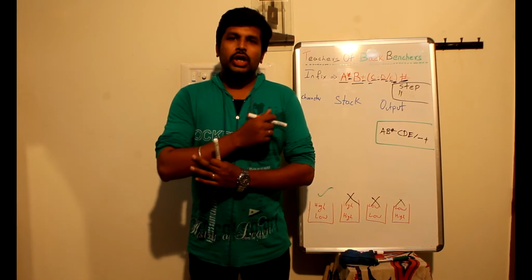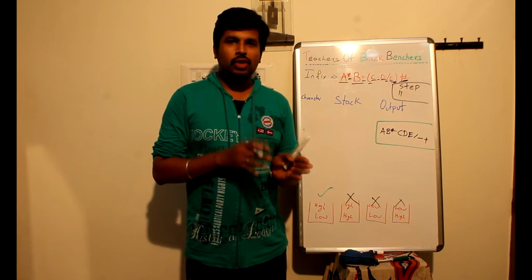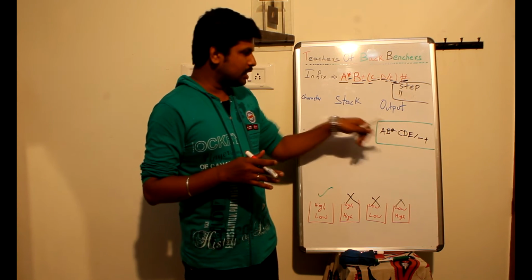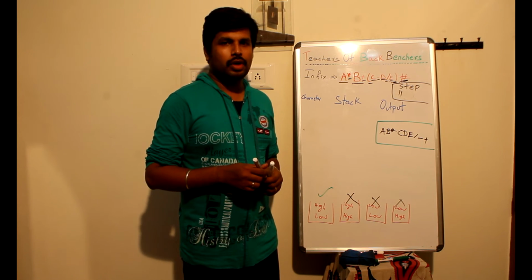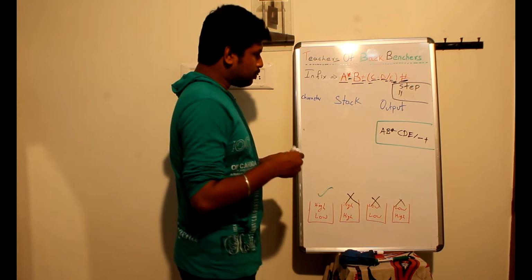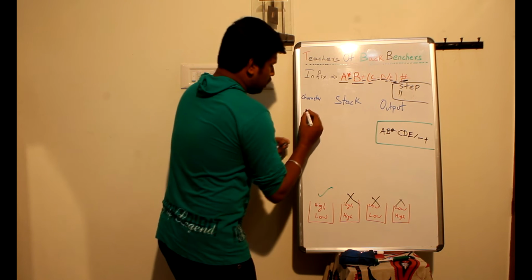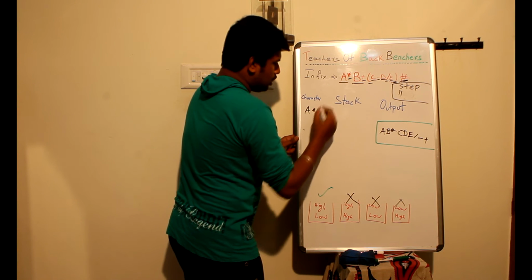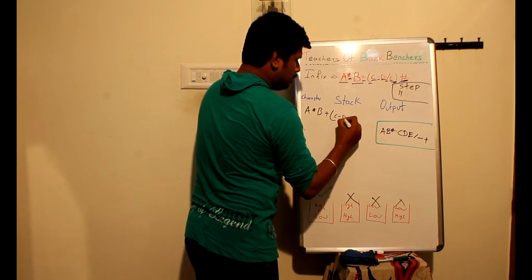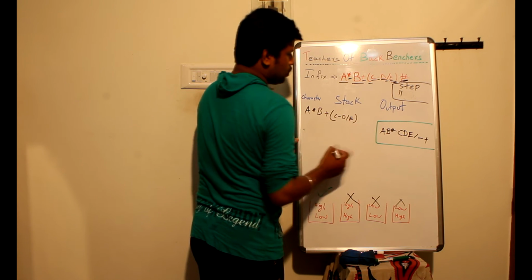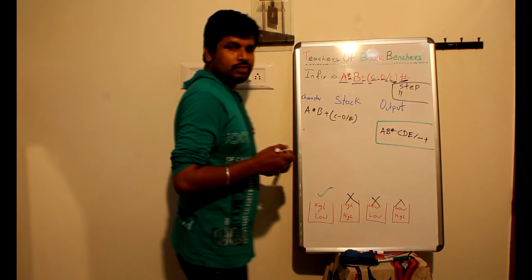Now we are going to convert this equation manually so that we can check against the same output which we got using a stack. Okay. Now let's take the same expression: A star B plus, within brackets, C minus D slash E. Okay, so this is the equation which we have got.